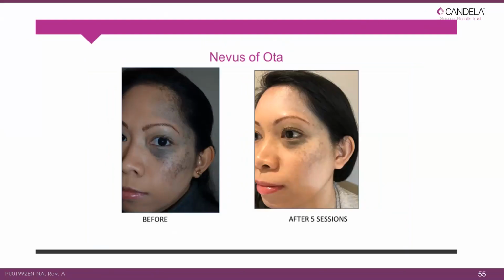Nevus of Ota, I mentioned this earlier. Historically, this has been an incredibly difficult thing to treat with a laser. But when we use our 1064 Zoom handpiece, you can see after 5 sessions the amount of clearance that we've got here. So significant improvements. And I don't think I have the picture on this presentation, but I do actually have another picture at 7 sessions, and we have even more clearance by 7 sessions.